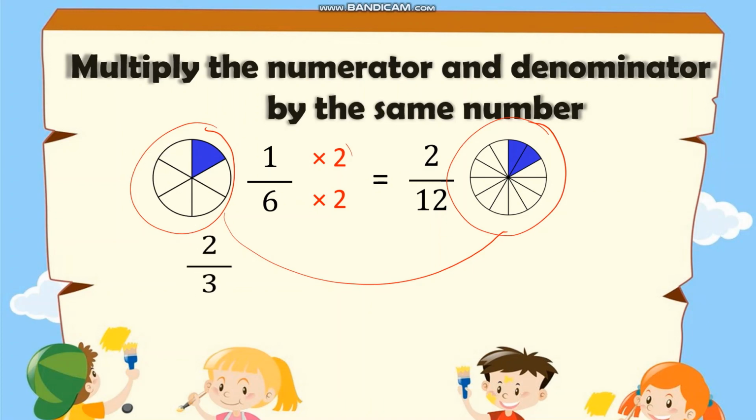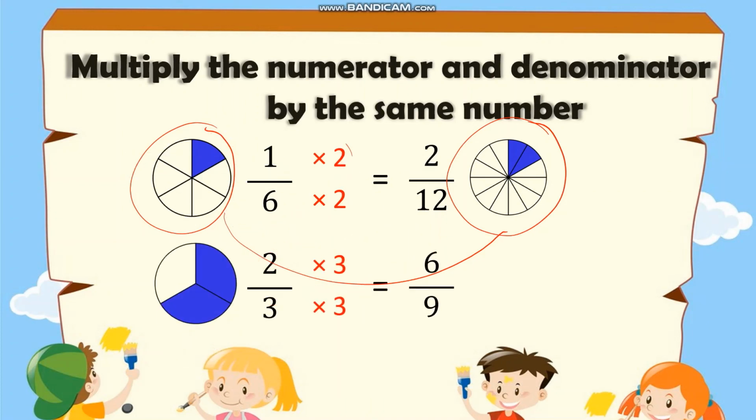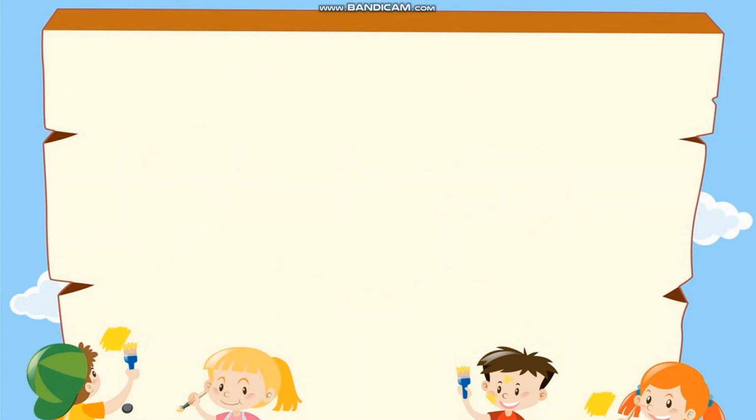Okay, so let's see. 2/3, I'm going to multiply it by 3. 2 times 3 is 6, and then 3 times 3 is 9. Okay, so 2/3 is equal to 6/9. Okay, let's try.